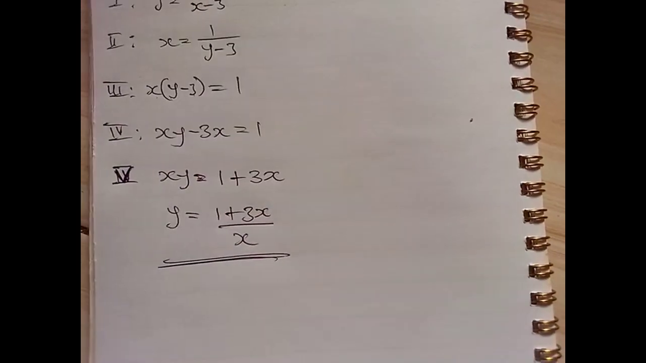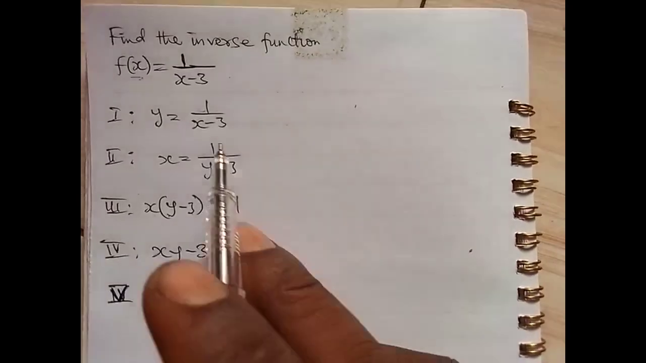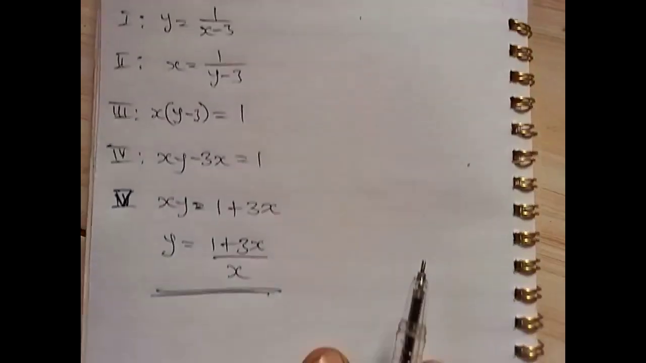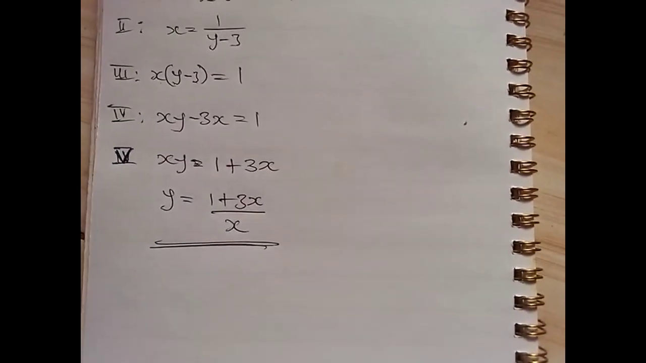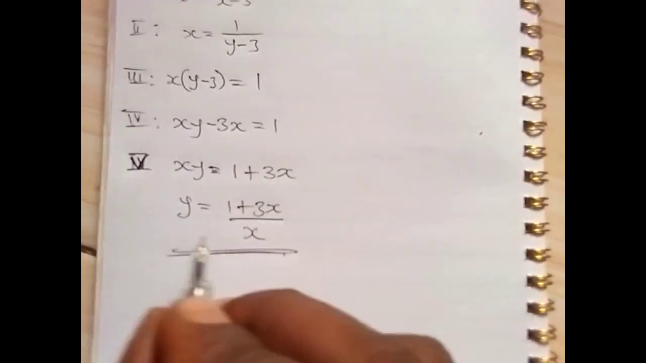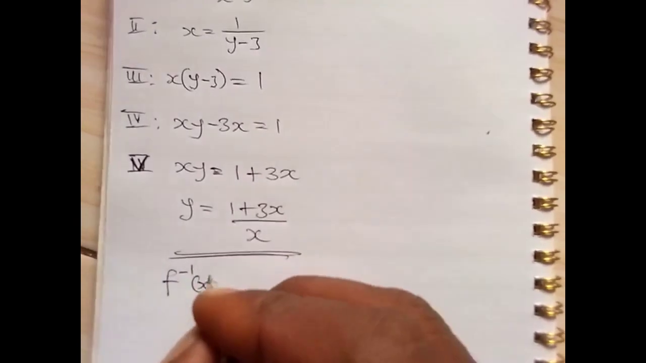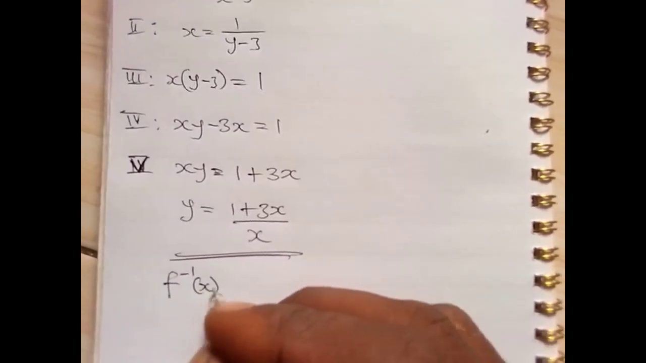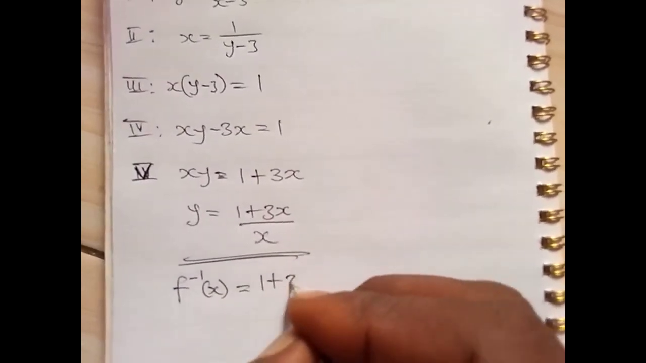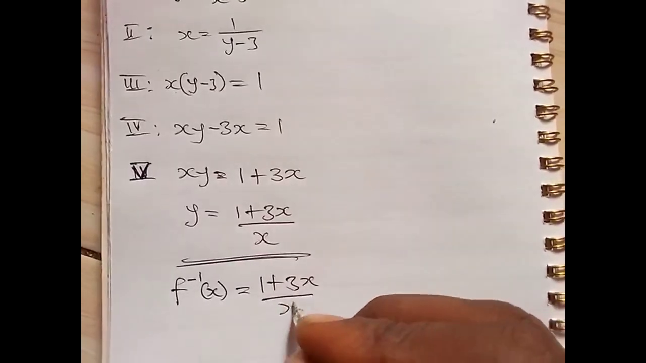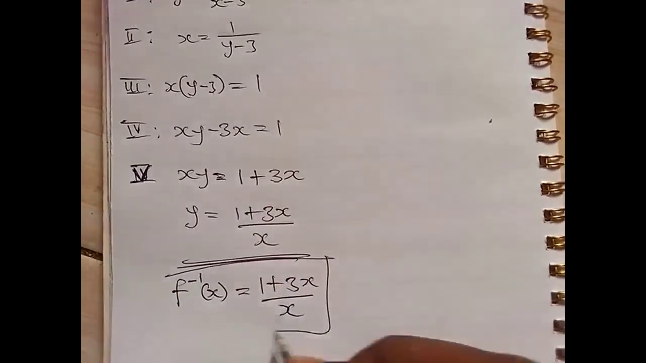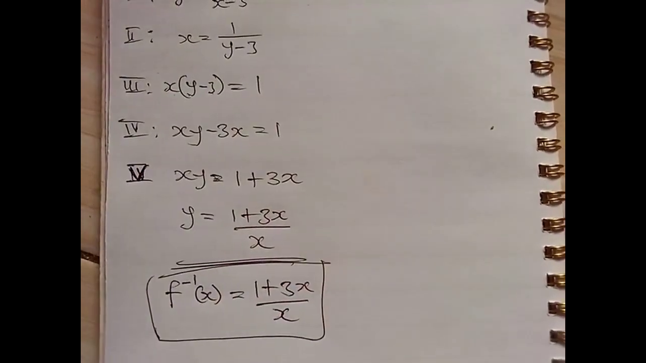This is the inverse of this function. So this is the inverse function for it. And if we want to write it, we'll write it as the inverse function of x is 1 plus 3x over x. So this is the way to present the inverse function.